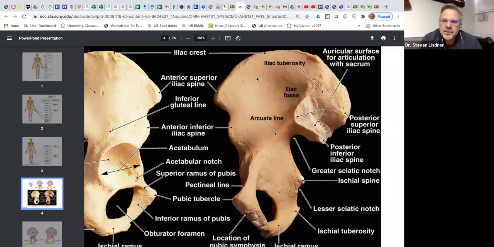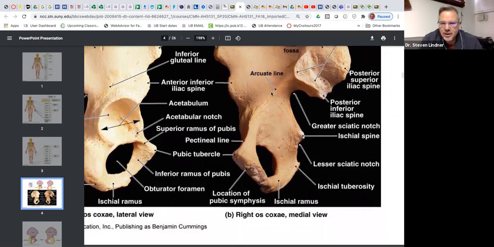This smooth depression on the medial aspect of the ilium is called the iliac fossa. The significance of the iliac fossa, this entire smooth depression here, is that there's a powerful hip flexor muscle that originates there called the iliacus. It's called the iliacus. Okay, other than that, same structures.